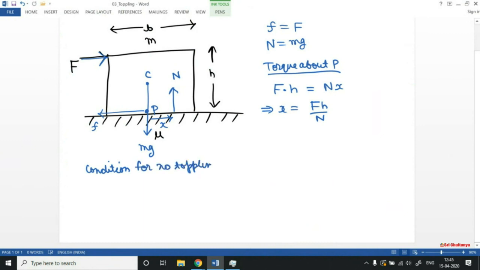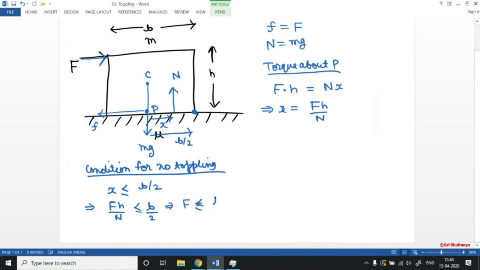So for no toppling, this x here must be less than this value b by 2, because the normal cannot shift beyond this point. So x must be less than b by 2, and the value of x is Fh by N, less than b by 2. So this gives us F is less than or equal to b by 2h times N. Okay, and the value of N is basically mg.